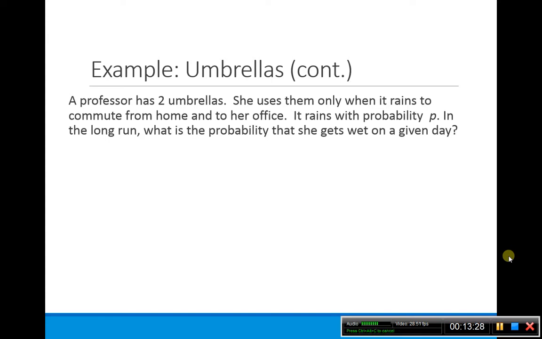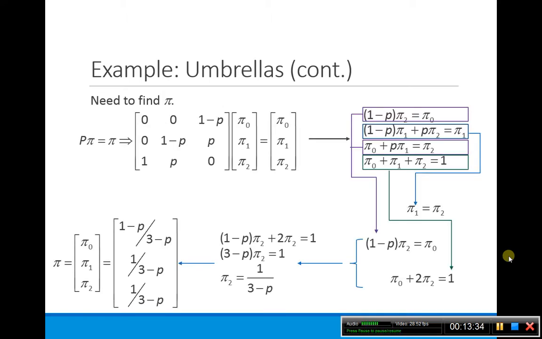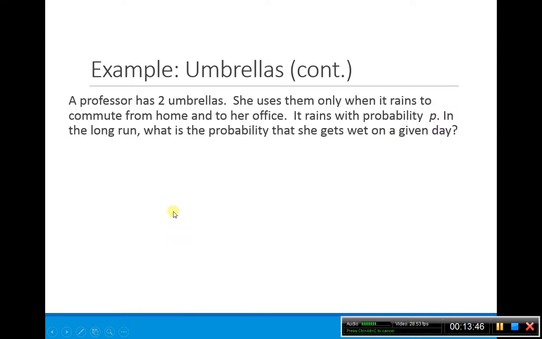The question was, in the long run, what was the probability that she gets wet on a given day? So, what have I calculated? Have I calculated the probability that she gets wet? No, but I can tell you in the long run what's the probability of having no umbrellas, having one umbrella, having two umbrellas, which is a start.